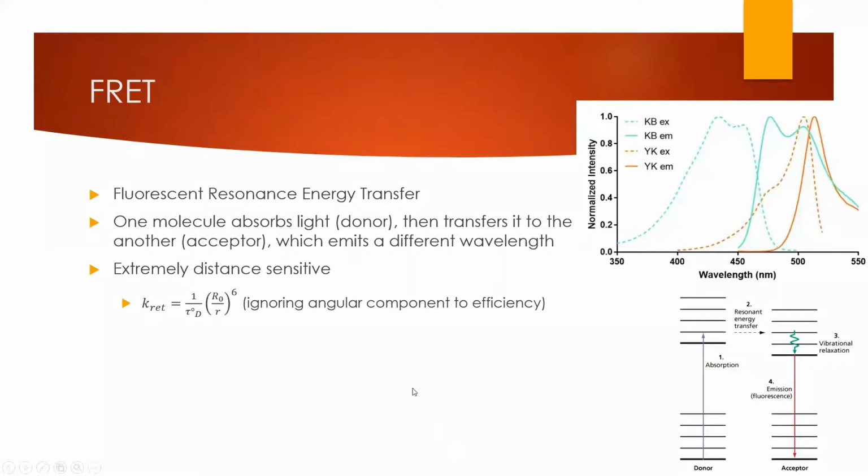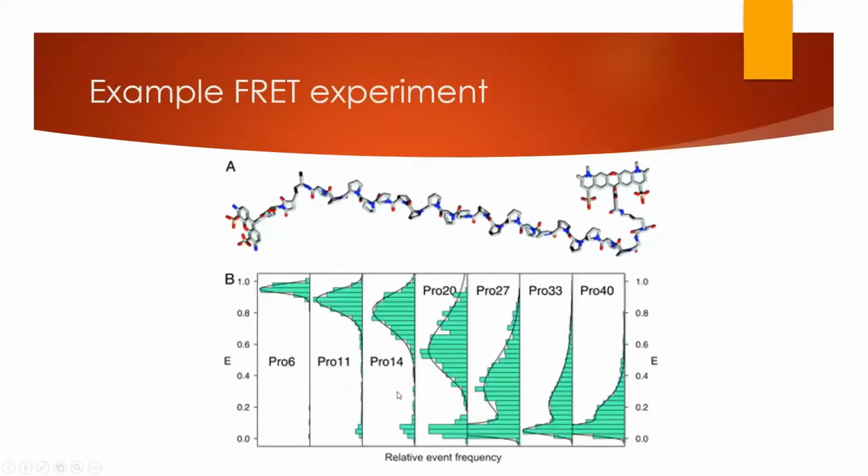Now let's go ahead and look at this experiment here. What we have is a polyproline chain. You can see there's a whole bunch of prolines here, and to either end of the polyproline chain are attached these dyes. So here you can see a little bit about what I mean when I talk about these dyes being big and hydrophobic. What this is showing is different lengths of polyproline chains.